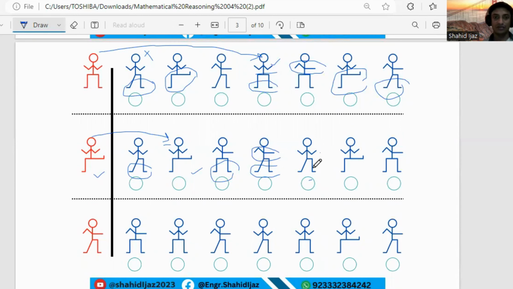And in the fifth one, it has different legs, though similar arms, but it's not exactly the same as we have on this side. This has same legs and same arm. This one is also similar.